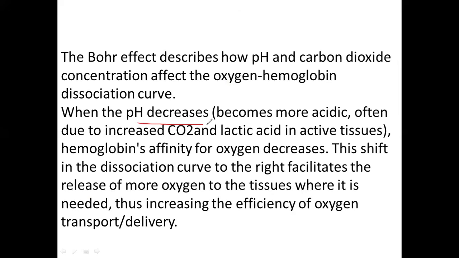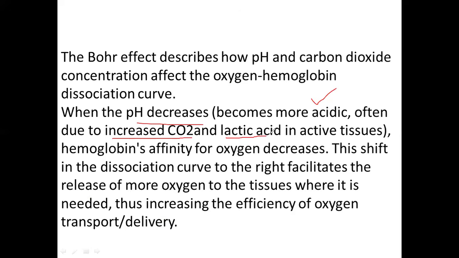So pH decrease అయింది అంటే దాని అర్థం ఏంటి? More acidic గా ఉన్నట్టు, because due to the increase in the carbon dioxide or lactic acid in the muscles. So ఎప్పుడైతే carbon dioxide or lactic acid increase అవుతుందో, pH అనేది decrease అవుతుంది. So whenever this pH decreases, the hemoglobin affinity for oxygen will be decreased. So this shift in the dissociation curve to the right facilitates the release of more oxygen to the tissues where it is needed, thus increasing the efficiency of oxygen delivery or transport.